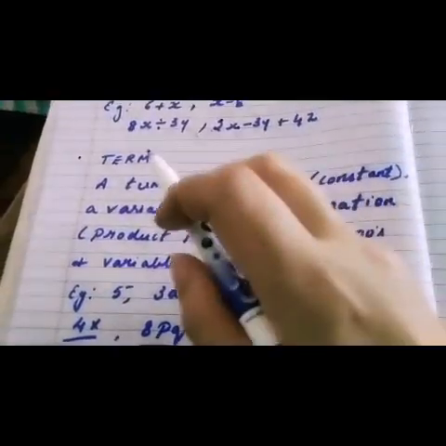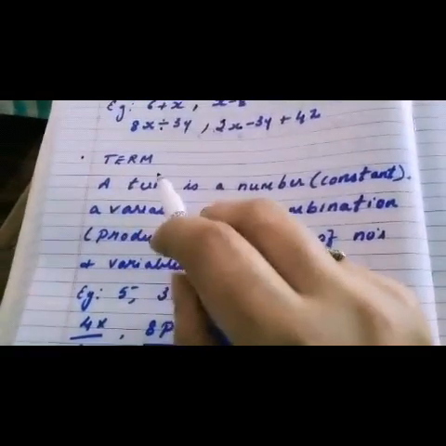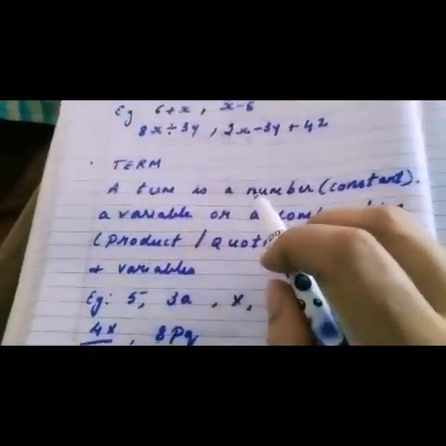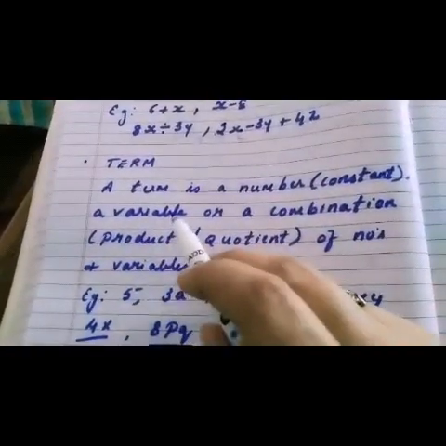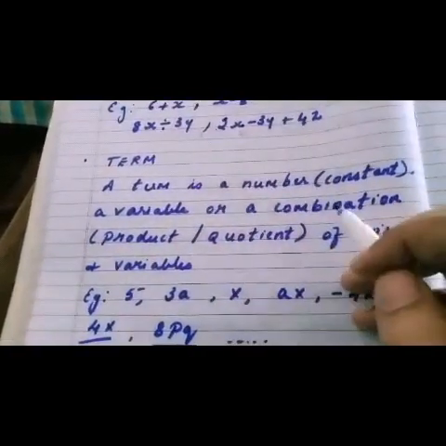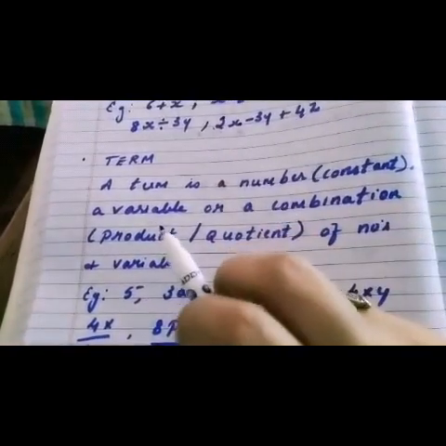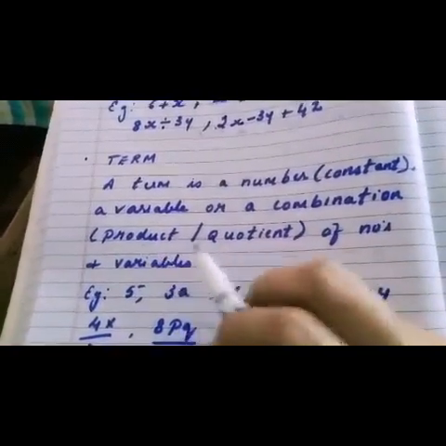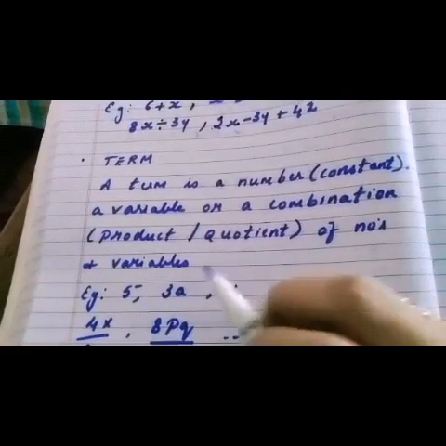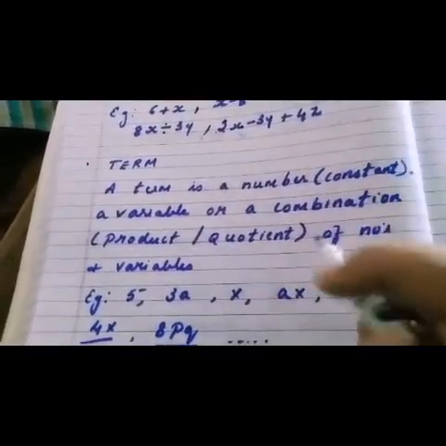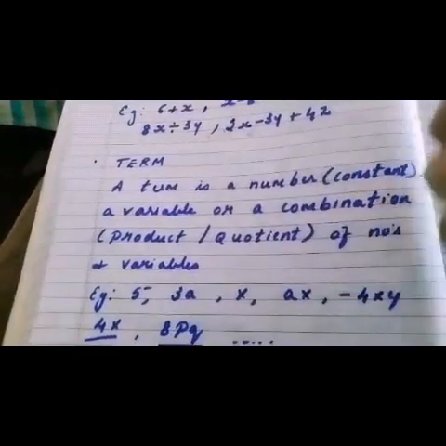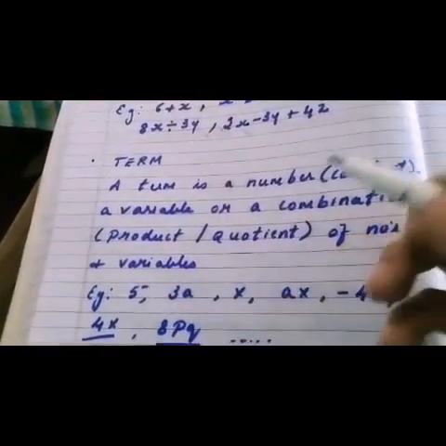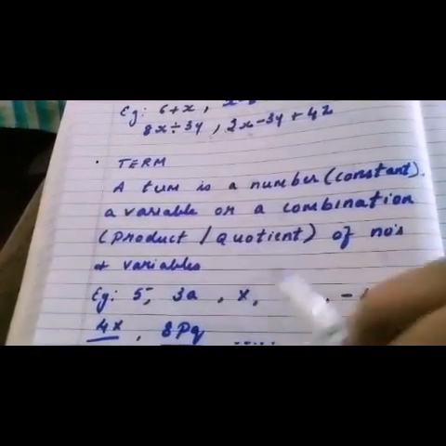Now let us learn about the term. A term can be a constant number, it can be a variable, or it can be a combination of a number as well as a variable, in the form of a product or a quotient of numbers and variables. It can just be a number, just be a variable, or be a combination of both.